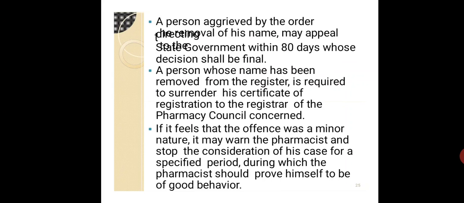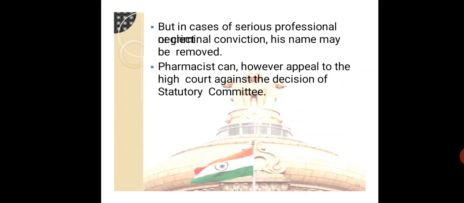After that, the pharmacist should prove himself to be of good behavior. In that, if it feels that the offence was of a minor nature, it may warn the pharmacist and stop the consideration of the case for the specified period during which the pharmacist should prove himself to be of good behavior. After that, but in cases of serious professional negligence or conviction, his name may be removed.